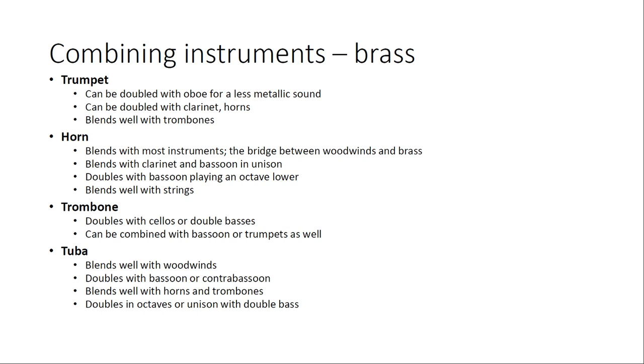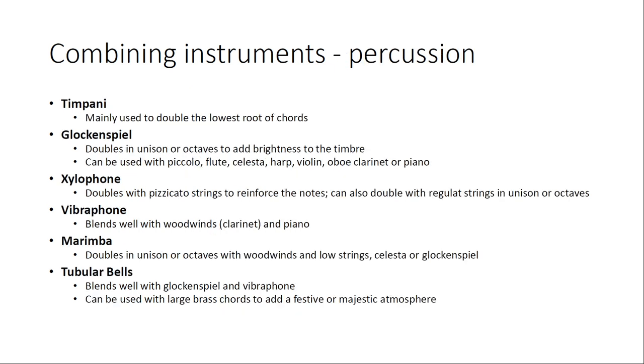And finally, we have the tuba, which blends well with woodwinds, especially the lower ones, bassoon or contrabassoon to be exact. It can also blend with the horns and trombones, and by horns, of course, I mean the French horn. It can also double in octaves or in unison with the double bass to reinforce the lower register.